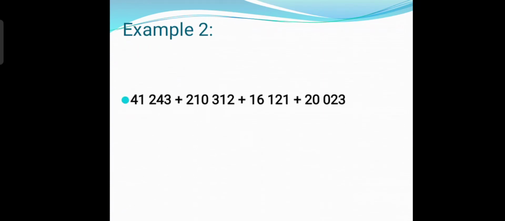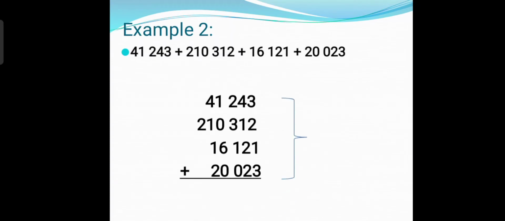Another example, 41,243 plus 210,312 plus 16,121 plus 20,023. Let us write all these addends in column form. This is the column form for these numbers.